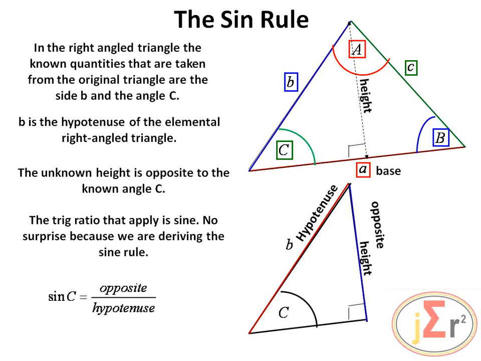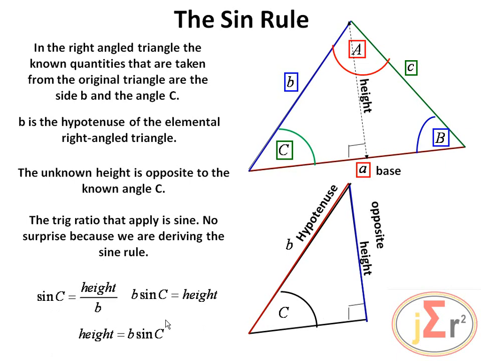So sine C is equal to opposite over hypotenuse, and of course we're going to put in the opposite and we're going to put in the hypotenuse. So the opposite is the height and the hypotenuse is b. So let us see how we find height. Of course, it's just a matter of transposing simply. The height we have here and b is divided on this side, so it is multiplied on the other side. So b sine C is equal to the height, so the height is equal to b sine C.